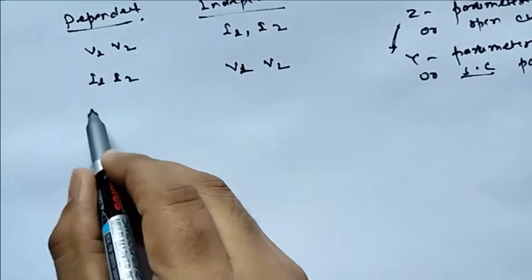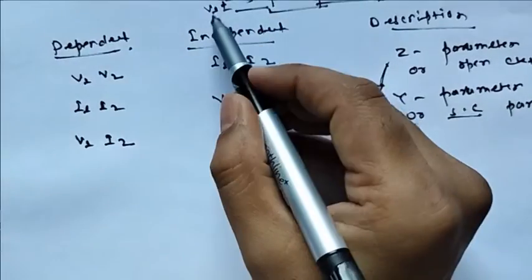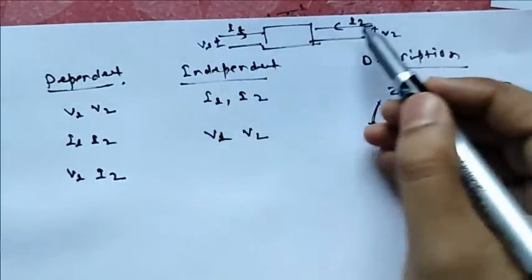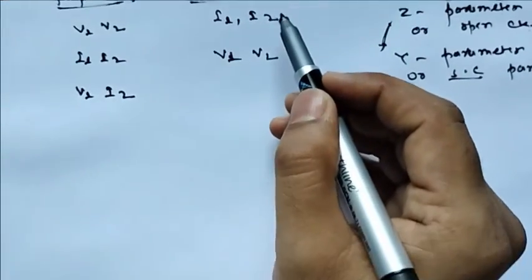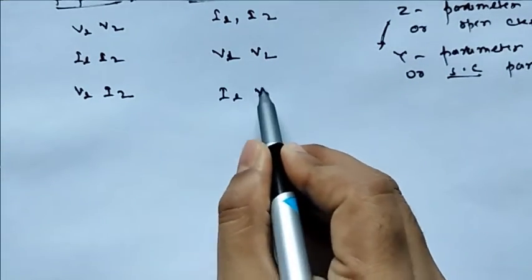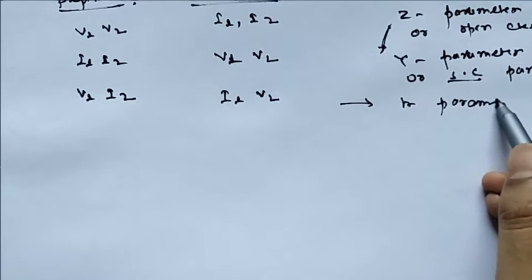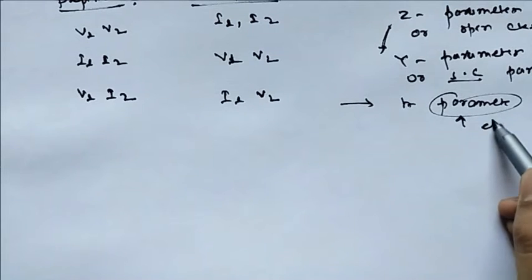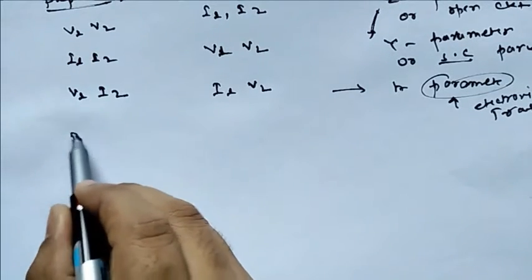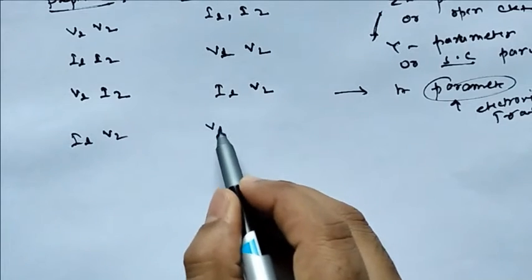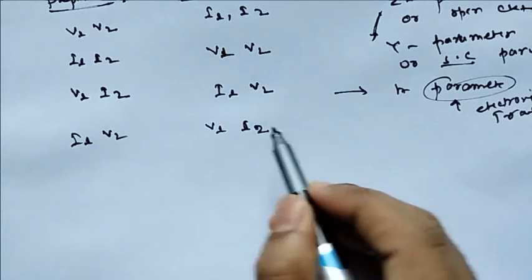Now if I take V1 and I2 as dependent, then the independent ones will be I1 and V2. We term this the H parameter. This parameter is highly used in electronic circuits, meaning transistor circuits. And if I reverse this, if the dependent are I1 and V2 and the independent are V1 and I2, this is called the G parameter. These two are inverse in nature.